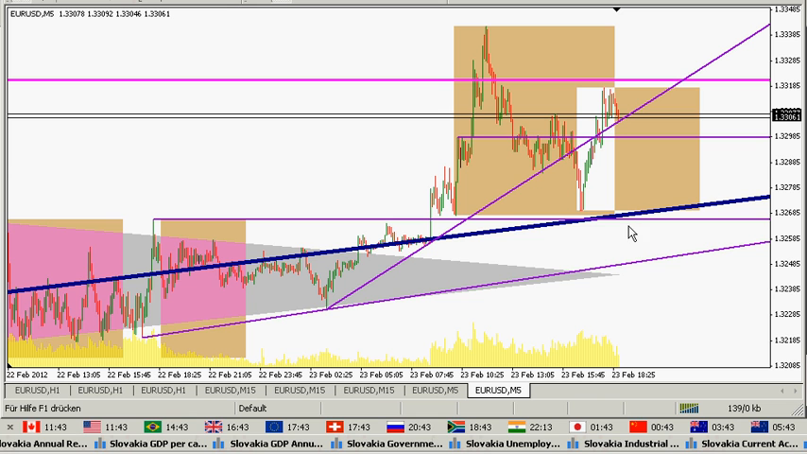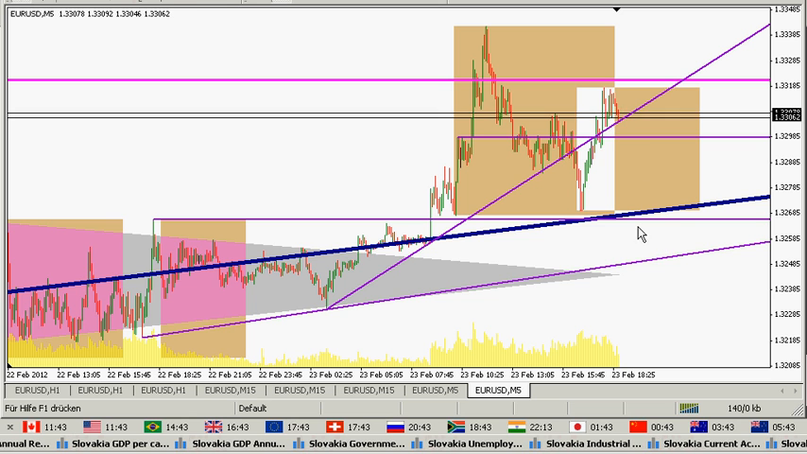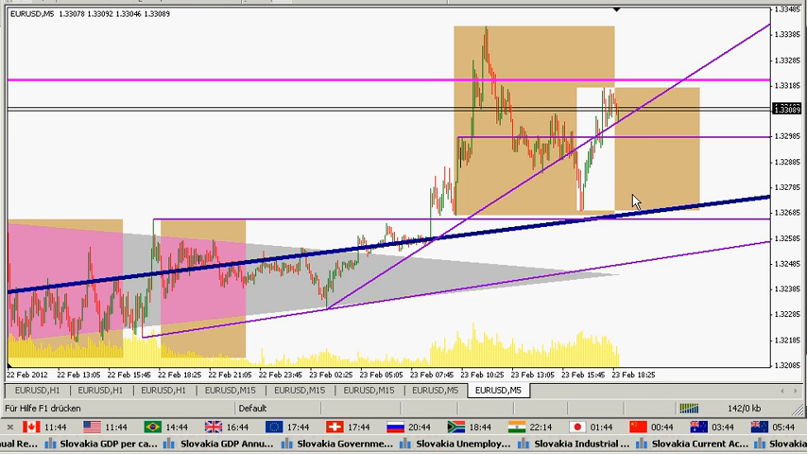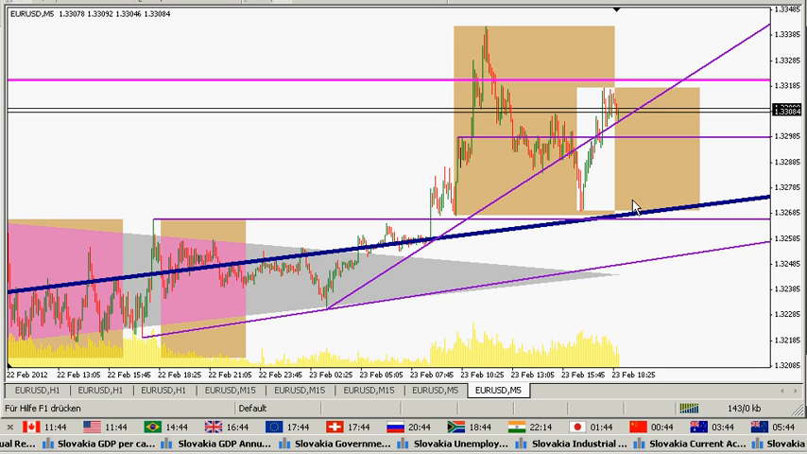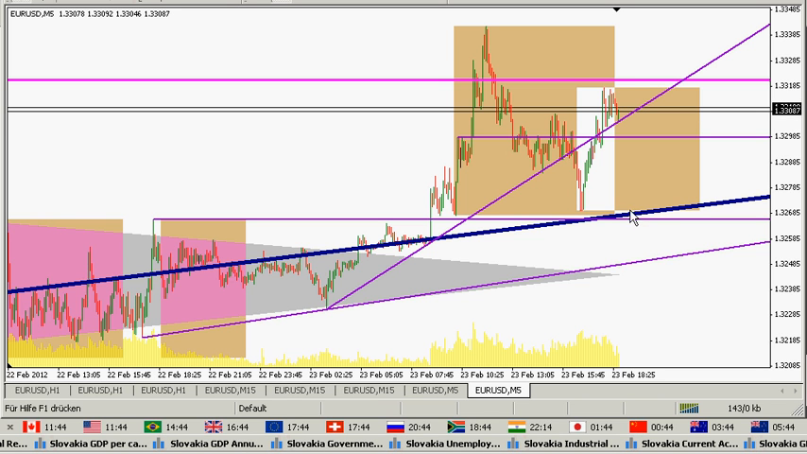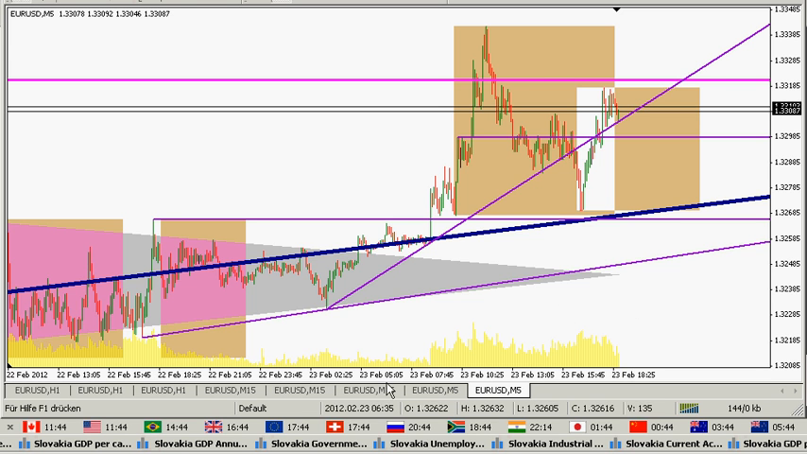So I would try to buy here and create a stop here. Of course, you can also buy right here right now at 133 and create a stop here at 132.78 or 70, so 30 pips. If this line and this line are broken, then we've got a new scenario on the intraday basis.